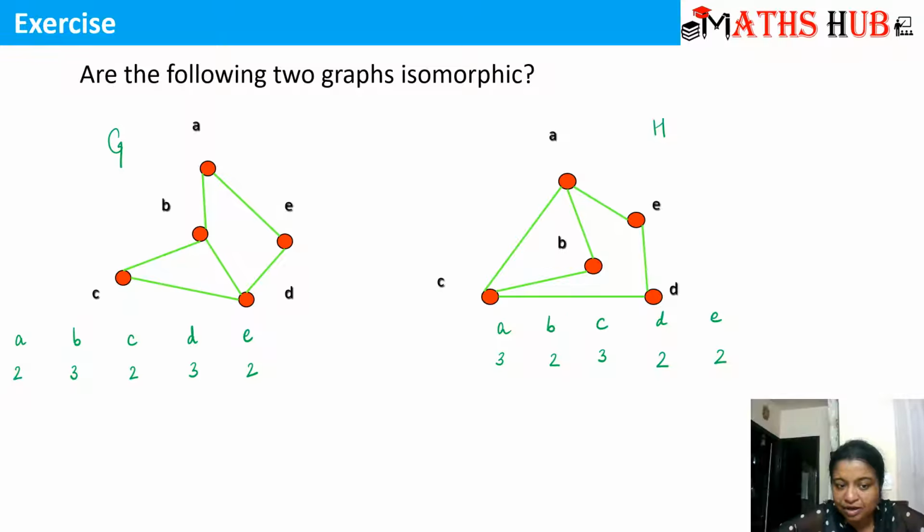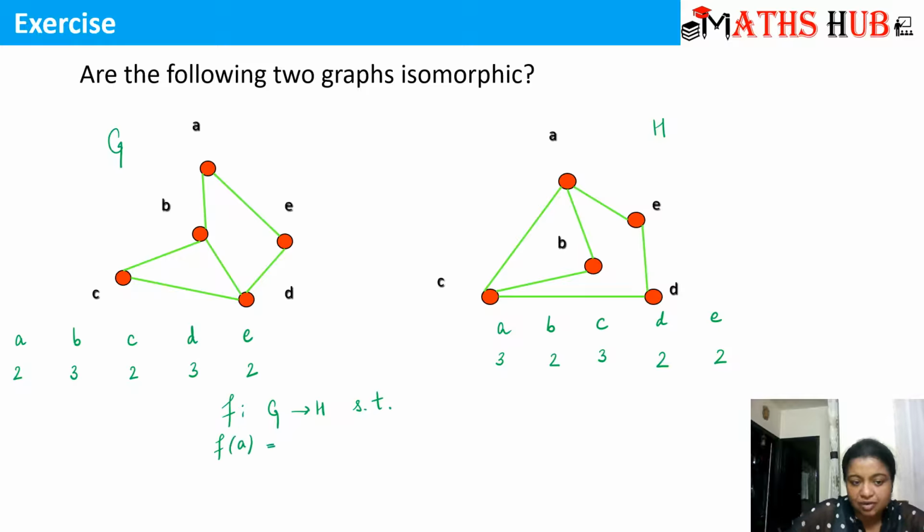There are 3 vertices with degree 2. Same here, 3 vertices with degree 2. And we have 2 vertices with degree 3. So we have 2 vertices with degree 3 here too. So it is exactly the same. So can we define a map F from G to H? Yes, we can define this map. How will the vertices be mapped?